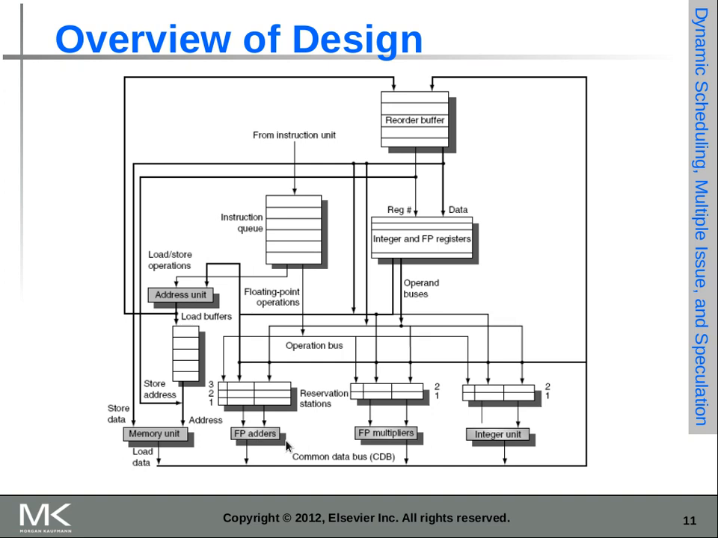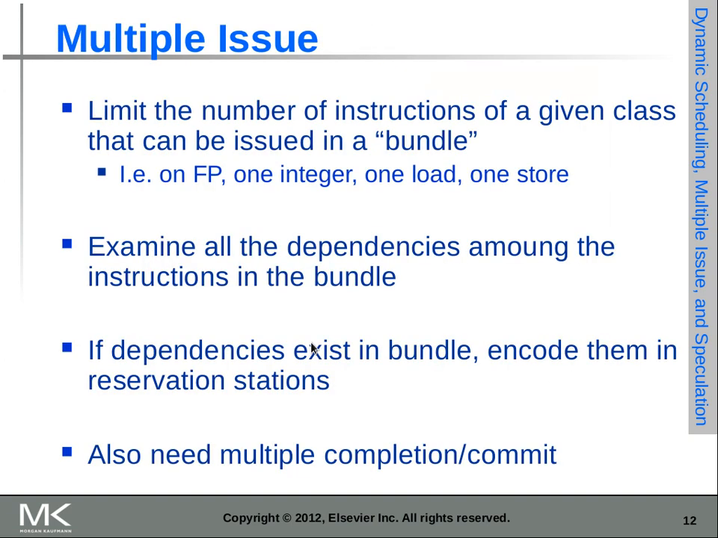We don't need this picture because it looks just like the Pentium Pro. Notice you have your floating point adders, multipliers, integer units. Here are your reservation stations. And you have your reorder buffer up here, as well as your register file. All right. So multi-issue, limit the number of instructions that can be issued in a bundle. 1 floating point, 1 integer, 1 load, 1 store. Examine all the dependencies among the instructions. Wow, that's impressive. If dependencies exist, decode them in the stations. Also need to be able to do multiple commit or completion as well.